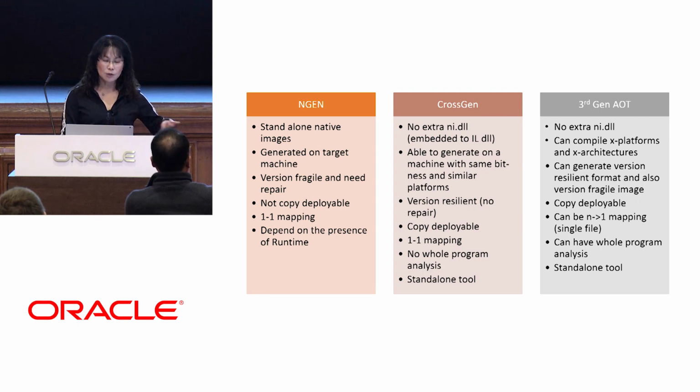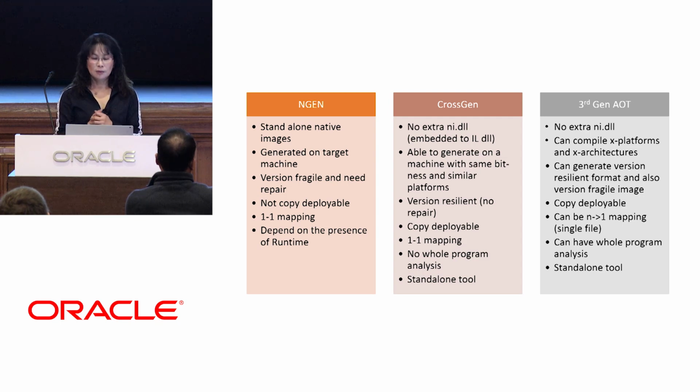NGEN images are not copy deployable. CrossGen is already embedded in the IL, so it's kind of copy deployable. And the third generation AOT is also copy deployable. NGEN was, if you think about the Java world, one jar file mapped to one DLL. CrossGen is embedded into that assembly. The third generation of AOT should be able to support N-to-1 mapping. It could be one-to-one mapping. It also could be N inputs mapped into one. That eventually gives you a single file deployment if you want it. A lot of the time, you may not want a single file. A lot of the time, you may want 3 files, 4 files, and you're happy.